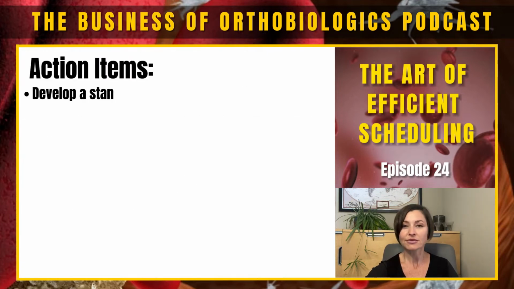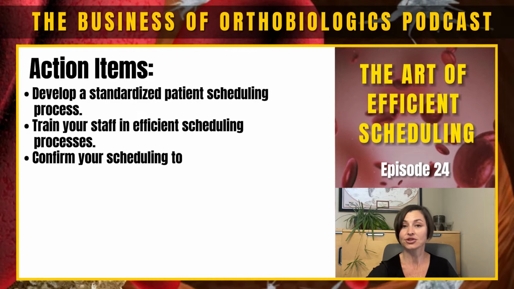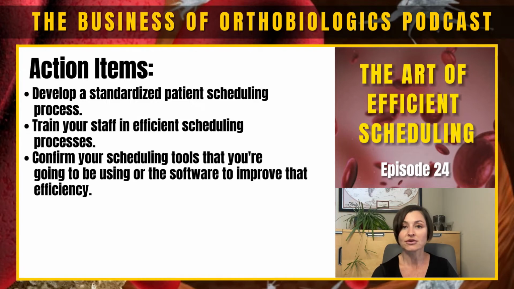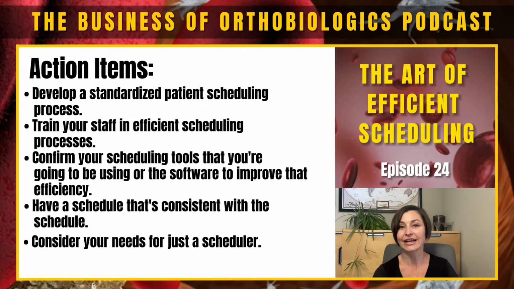So, action items for you is to develop a standardized patient scheduling process. Train your staff in efficient scheduling processes and procedures, and confirm your scheduling tools that you're going to be using or the software to improve that efficiency. And obviously, we've talked a lot about this, patient scheduling guidelines and communication templates in Module 3.